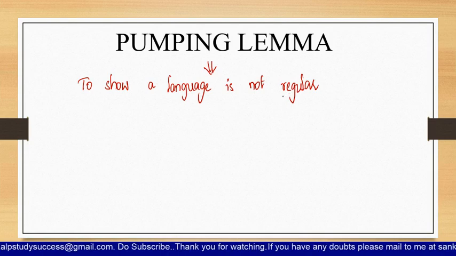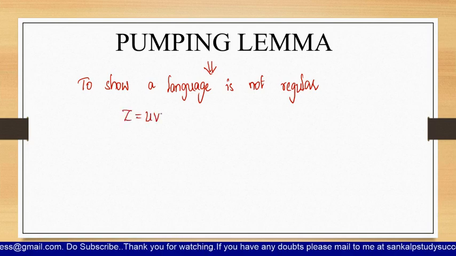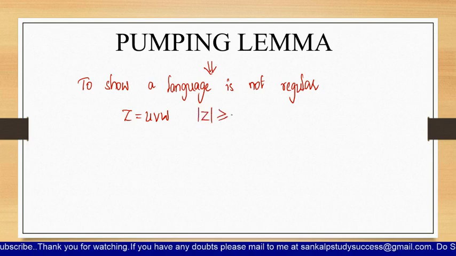By using this pumping lemma. So how do we define it? Let us consider z equals uvw. So it is a string z equals u, v, w, where mod z, that is the length of z, should be greater than or equal to n. So now what are u, v and w? What are the lengths of u, v and w?